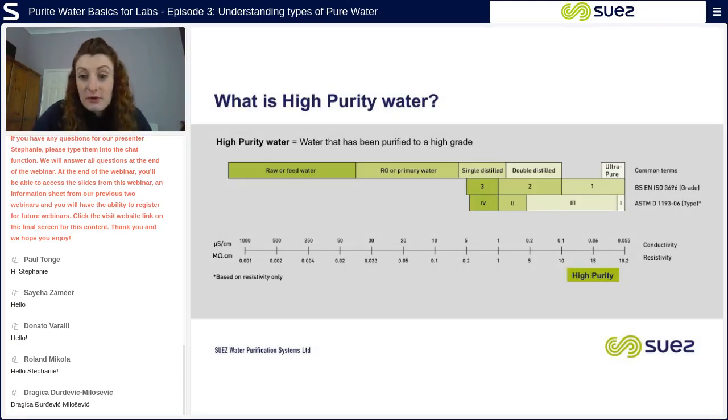What is high purity water? High purity water is water that has been purified to a high grade, which is greater than 10 megohms resistivity and up to 18.2 megohms resistivity. And this is achieved by using different technologies to remove the different impurities.